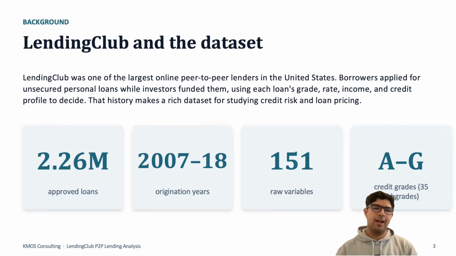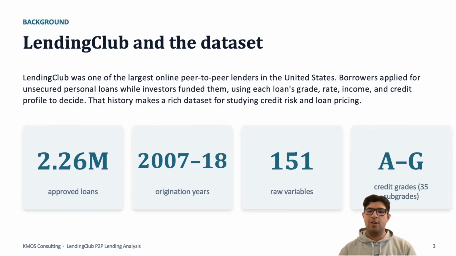Let me give you some quick background on Lending Club and the dataset itself. Lending Club operated as a peer-to-peer marketplace. So instead of a bank funding loans off its own balance sheet, individual investors put up the money and the borrowers applied for unsecured personal loans on their platform. Investors then decided which loans to fund by looking at the loan's grade, its interest rate, and the borrower's income, debt to income ratio, and credit history. The structure is exactly why the data is so useful for studying credit risk. Every loan in the file comes paired with the borrower's profile at the time and the eventual outcome, whether it was fully paid or charged off.